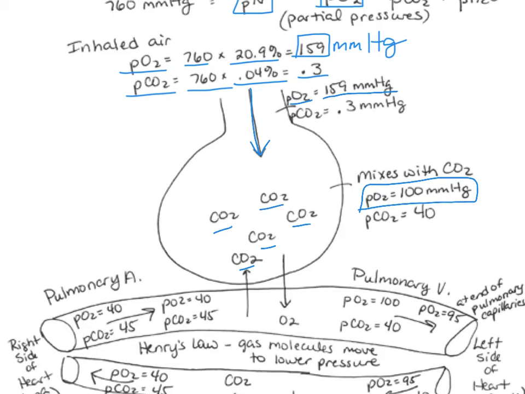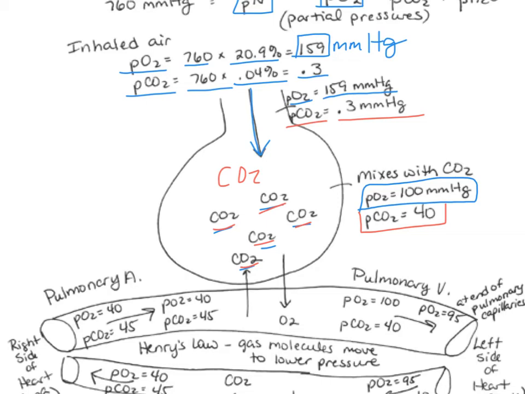On the other hand, you're breathing in carbon dioxide, and the partial pressure of carbon dioxide is 0.3 millimeters of mercury. So when you're breathing that in, carbon dioxide comes in and it mixes with all this other carbon dioxide that's in the alveolus, so your partial pressure is going to go up. So the partial pressure of carbon dioxide goes up to 40 millimeters of mercury. So that's what we start with in the alveolus. We start with a partial pressure of oxygen of 100 millimeters of mercury and a partial pressure of carbon dioxide of 40 millimeters of mercury.